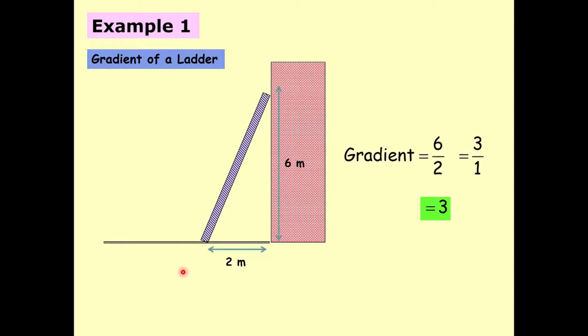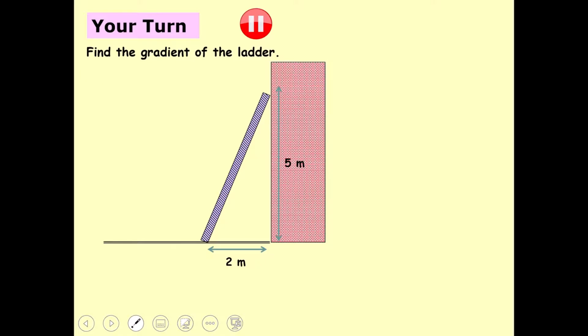The next slide, I'm going to ask you to try this one by yourself, remembering that gradient equals up over along, or vertical divided by horizontal, whatever way you prefer to remember it. So if you can pause the video here and calculate the gradient of this ladder. Okay, hopefully you've unpaused and you've managed to give that a go. So gradient equals up over along, 5 divided by 2, which equals 2.5. So well done if you got that.